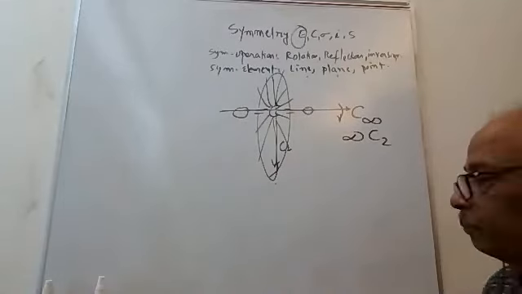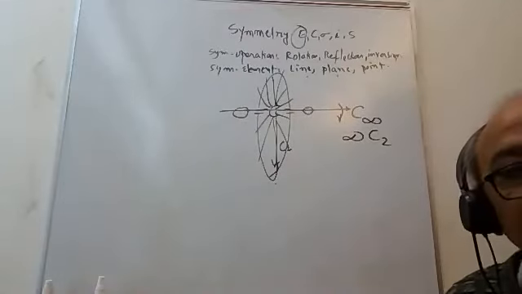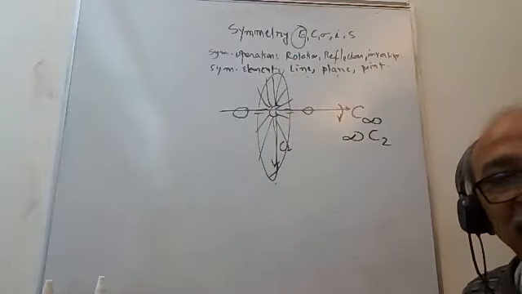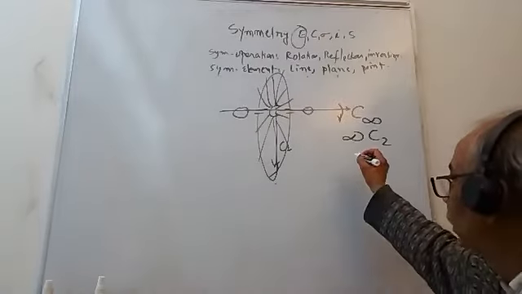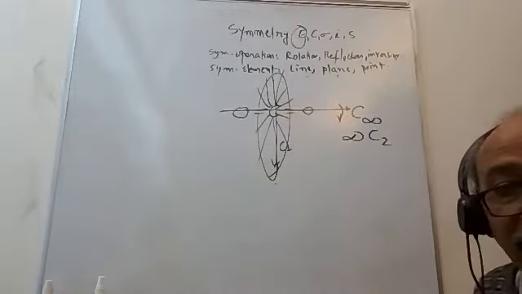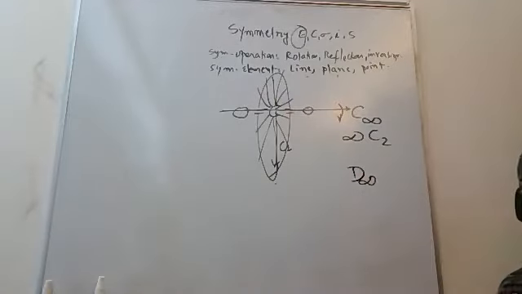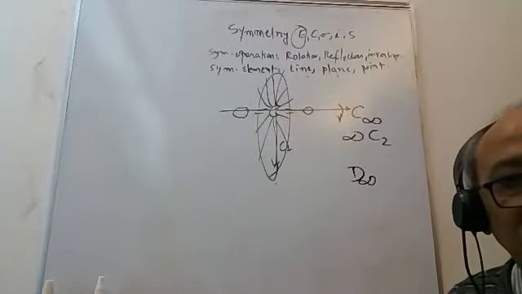So what is the group we should call this? Remember, if we have Cn and n C2s, infinite number of C2s, what do we call that? D infinity, right? This is a D infinity group, very symmetric.